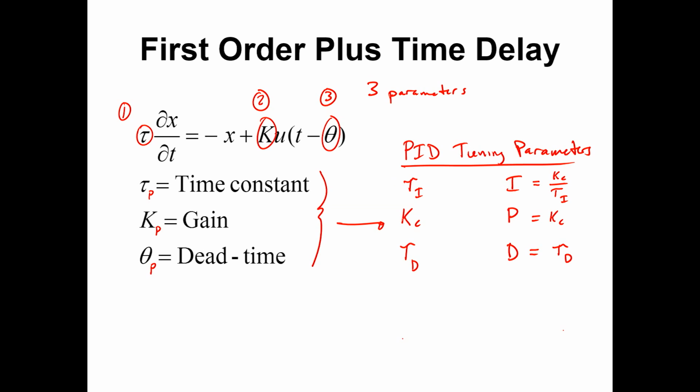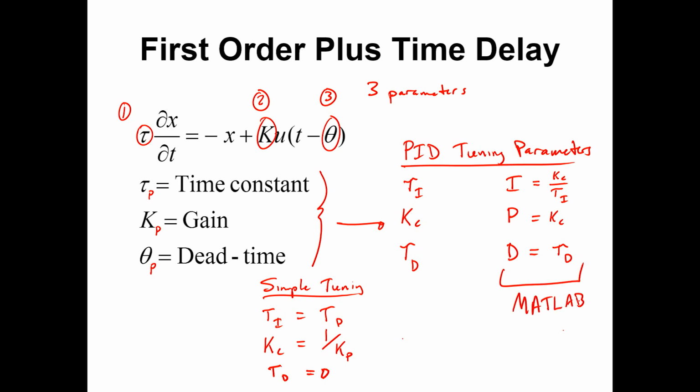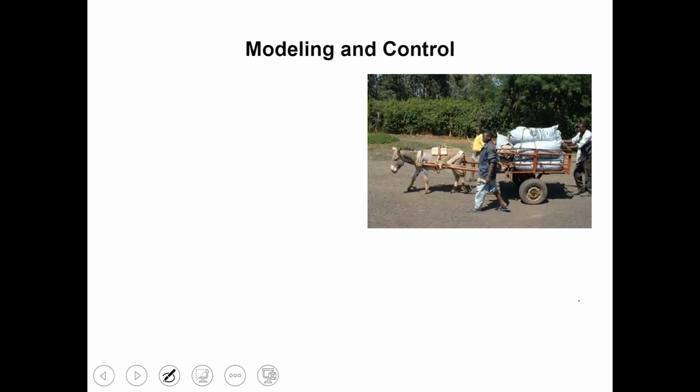There are a lot of different tuning rules out there. We're just going to start with some simple tuning, which works well in many, many cases. Tau I just equals tau P, Kc equals 1 over Kp, and then tau D equals 0. And then we implement that in MATLAB.